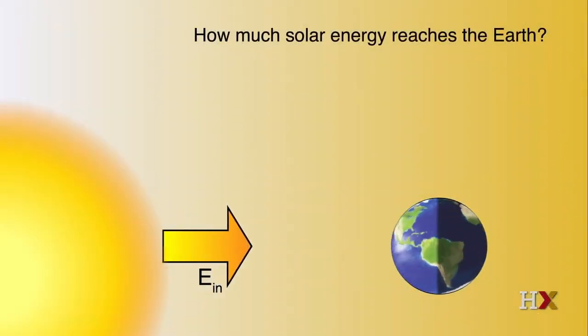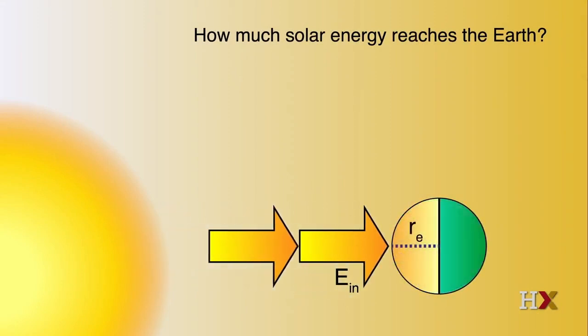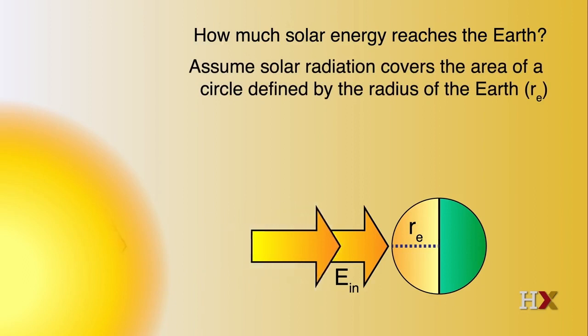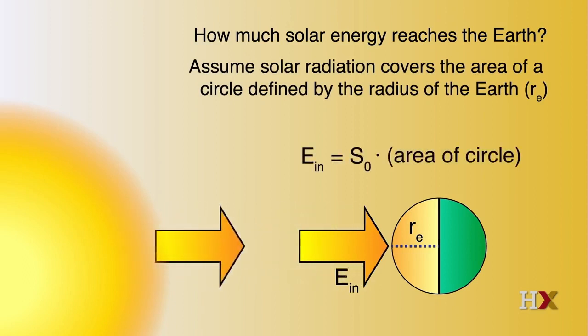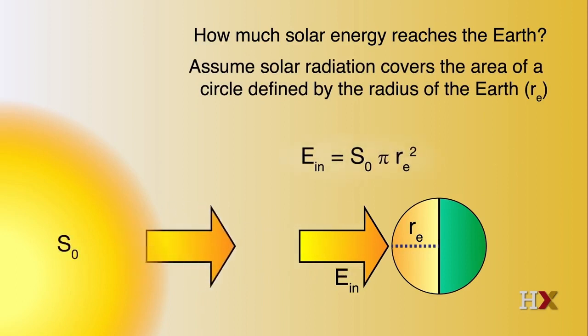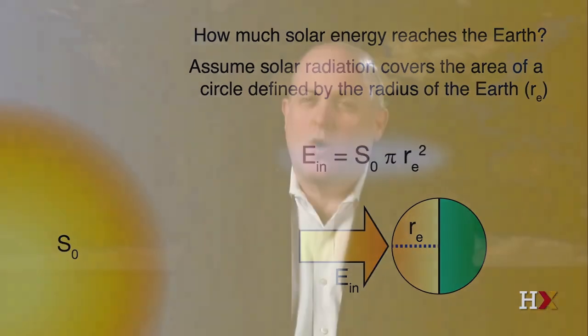So if you think about this from the perspective of the Sun, solar radiation is traveling towards the Earth and sees a circle that would be the side of the planet turned towards it at any one time. That would be just a circle defined by the Earth's radius. So we can write this simple equation where the incoming energy is just equal to the solar constant, S naught, times pi r squared.